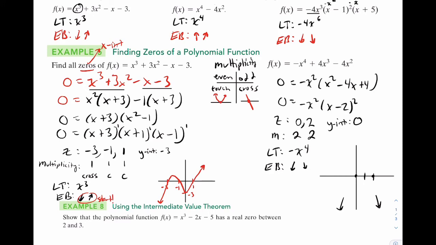These are both 2 for the multiplicity, which means they're both going to touch. That's important. So as I'm approaching 0, it's going to bounce or touch. Approach 2, I'm going to bounce again. And I'm going to move that to make it a little nicer right there. And there's our graph.